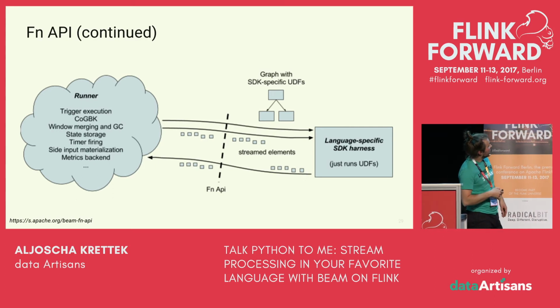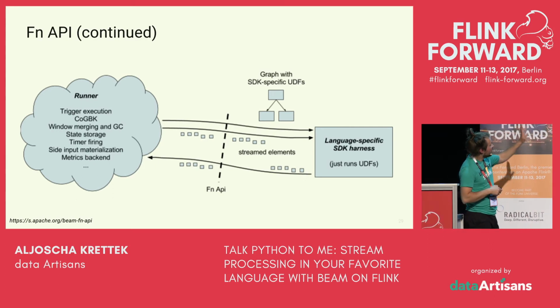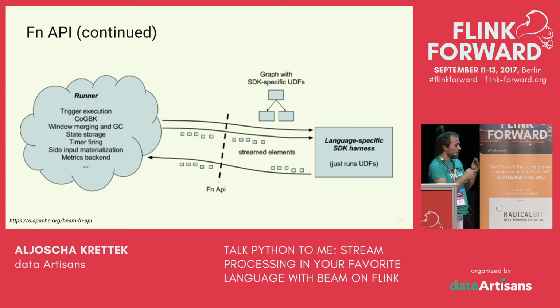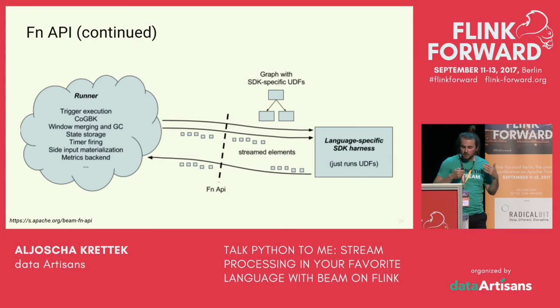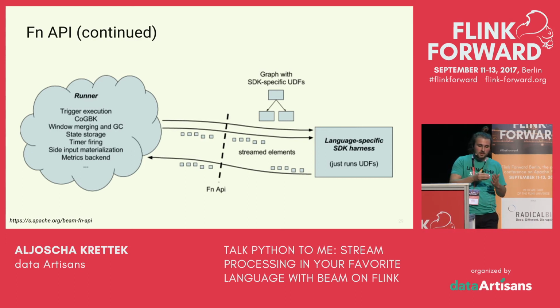That's a quick figure that outlines what components we have here. So we have the runner. In this case, for example, it would be Flink, and the runner is responsible for keeping track of state, keeping track of timers. It's responsible for the metrics. The runner is receiving data and sending data across the network.